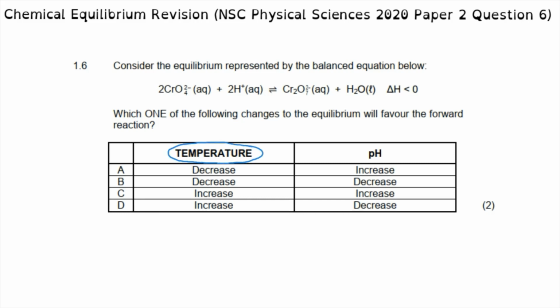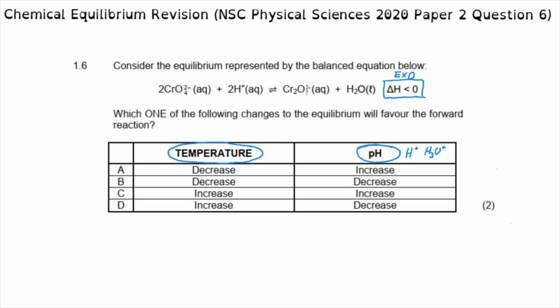The first is temperature, where we are going to refer to the enthalpy change that's given to us. The enthalpy being negative means that the forward reaction is exothermic, meaning the forward reaction heats up. And the second change is to the pH, where we know pH is about the hydrogen ion or hydronium ion concentration, where a higher hydronium ion concentration means a lower pH.